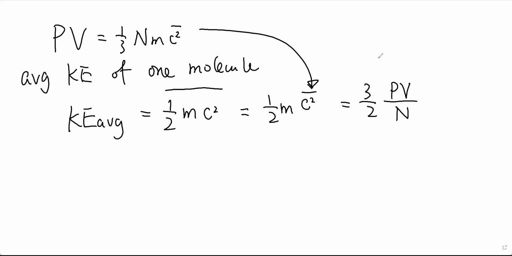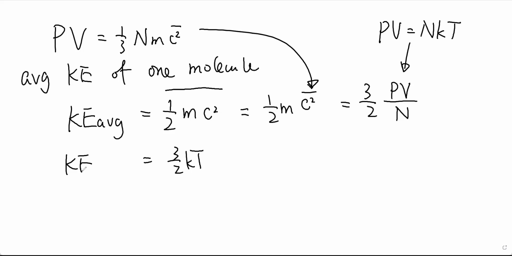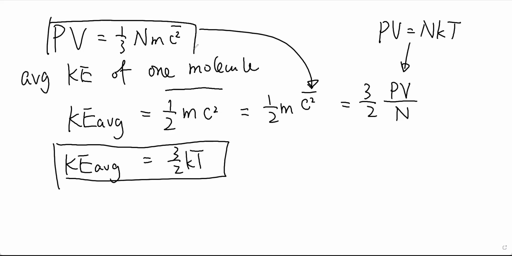Let's move on. Now, and remember from ideal gas law, we do have PV equals NkT. So we can simplify it a bit more. So it can be written as 3 over 2 kT. That's another important formula. Big N is number of molecules. Yep. k is the Boltzmann constant.